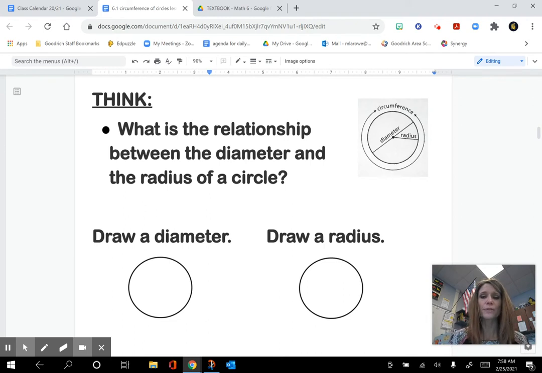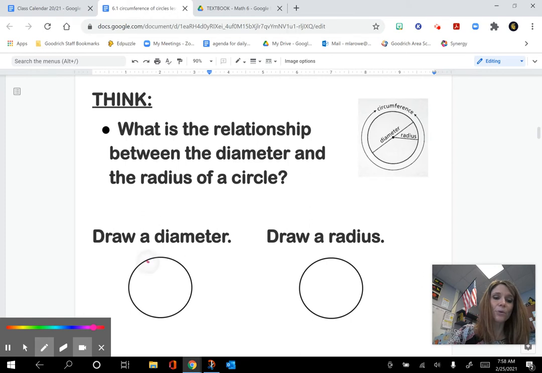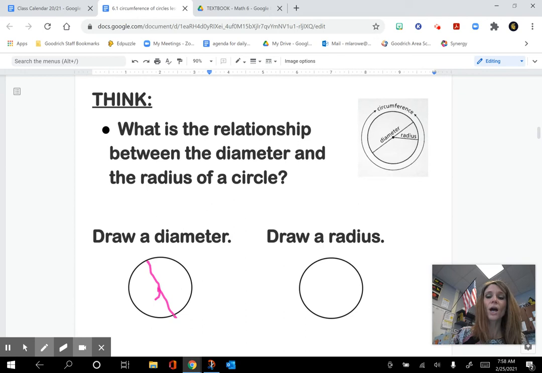What's the relationship between a diameter and a radius? So if we look between the two of them, one radius plus one more radius gives you that total diameter distance. So even if our radius came from the center like this, if we extended them, they would cut the circle in half. And that's really what the job of a diameter is. So a diameter would go across and through the center, any outside point, through that center, back out the other side.